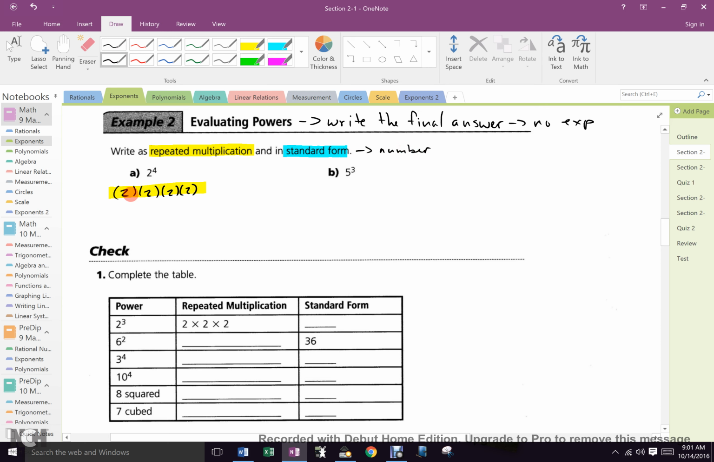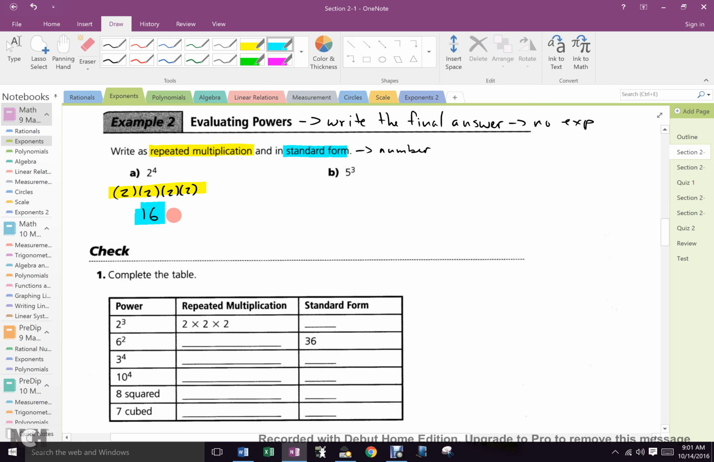So what is this? What's 2 times 2? 4. 4 times 2. 8. 8 times 2. 10. No. 12. 16. There you go. 16 is the standard form.